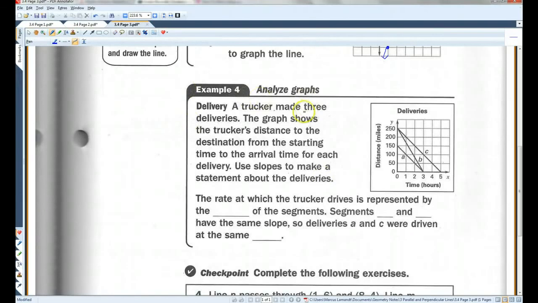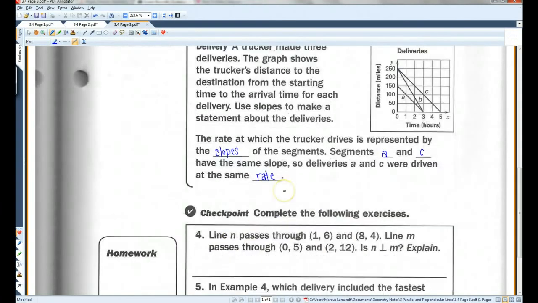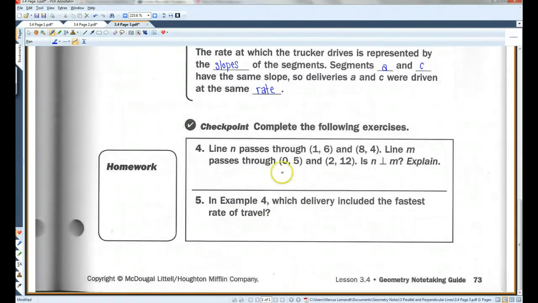A trucker has made 3 deliveries. The graph shows the trucker's distance to the destination from the starting time to the arrival time for each delivery. Use the slopes to make a statement about the deliveries. Okay, so here's our graph. The rate at which the trucker drives is represented by the slopes of the segments. Segments A and C, notice how A and C are parallel. They have the same slope. So the deliveries A and C were driven at the same rate. Alright, I'll let you guys do these two, and that's all.